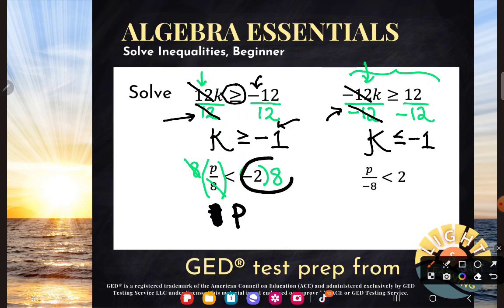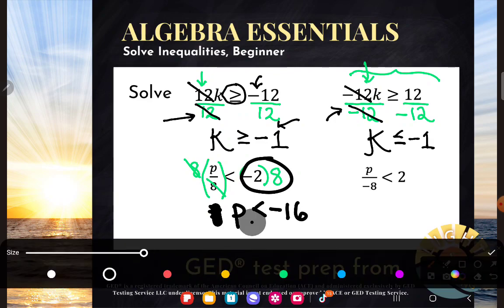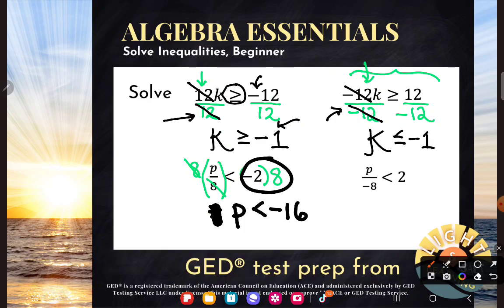And let's see. Negative 2 times 8 is negative 16. And I multiplied, yes, but it was by a positive number, not a negative number. And so it will not affect my sign. Let's look at the next example, though.